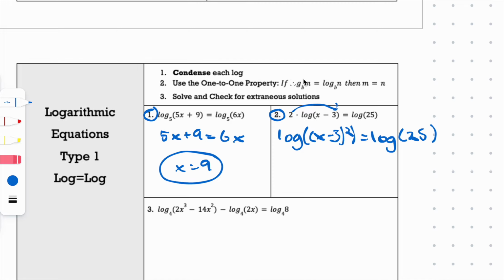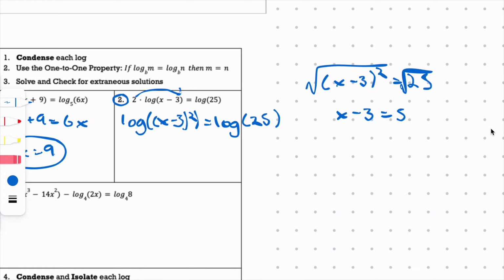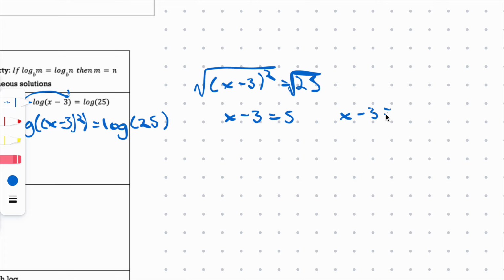And then again, we use this one-to-one property that we were talking about before, where we know the arguments have to be equal to one another if they have the same base. In this case, it's 10. It's invisible, but it's implied it's 10. So we can just say x minus 3 squared equals 25. And in this case, you can go about this 2 ways. Let's just take the square root of both sides. So taking the square root of both sides, we'd get x minus 3 equals 5, as well as x minus 3 equals negative 5, right? We have to do that plus or minus since we're taking the square root of 25. And so we add 3 to both sides, we get x equals 8, as well as x equals negative 2.